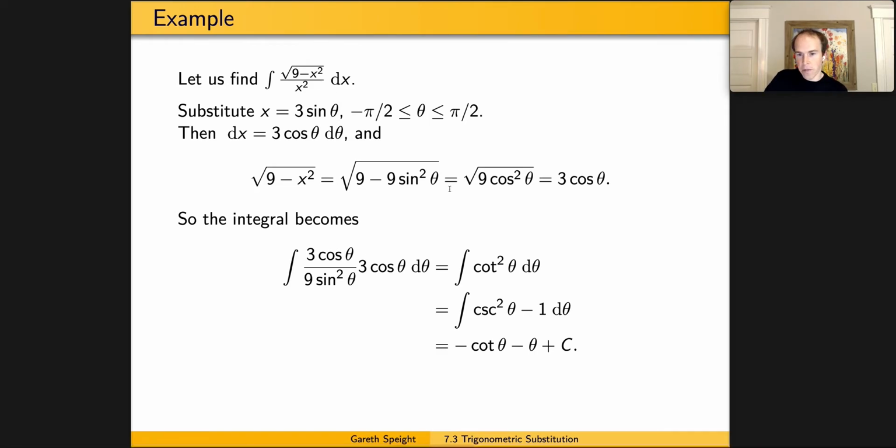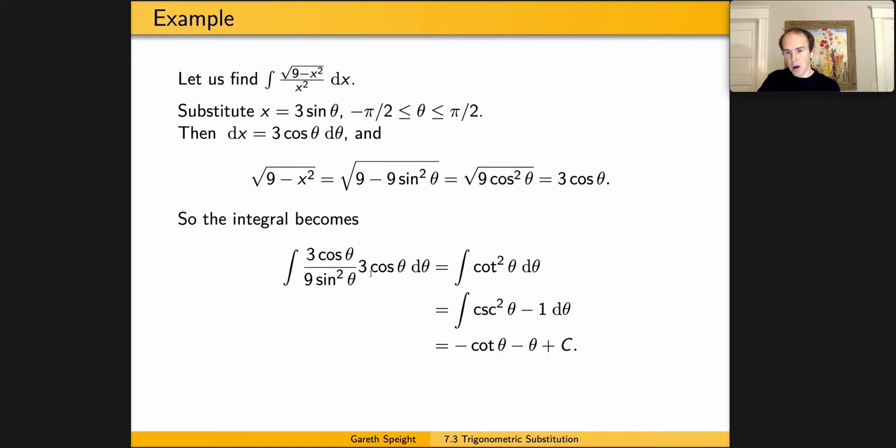So the top, the square root we just talked about, becomes 3 cosine theta, just using 1 minus sine squared equals cosine squared and doing the square root as we said. The bottom x squared becomes 9 sine squared theta. dx becomes 3 cosine theta d theta, as we said. So we have some huge mess, and then we have to look at what we can simplify. We have a 3 and a 3 on the top, and we have a 9 on the bottom. So those are going to get simplified straight away.